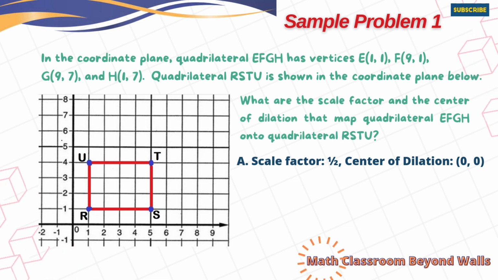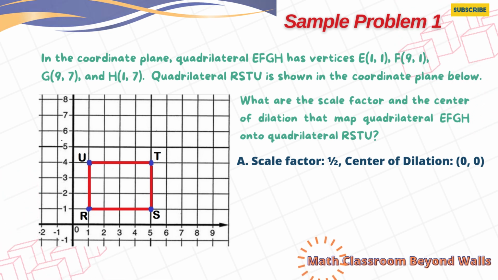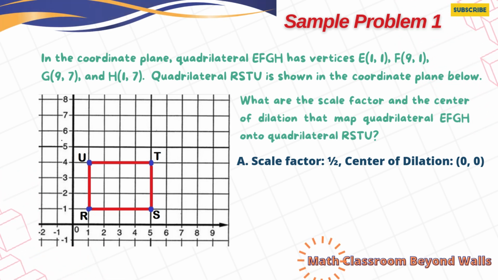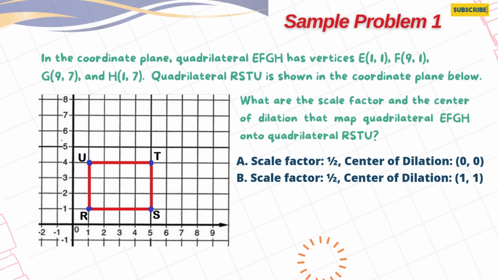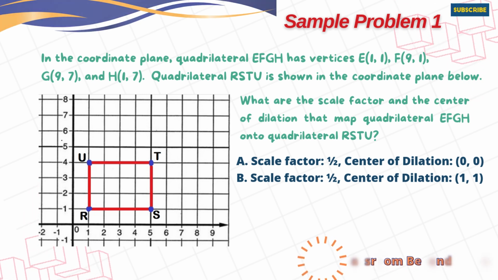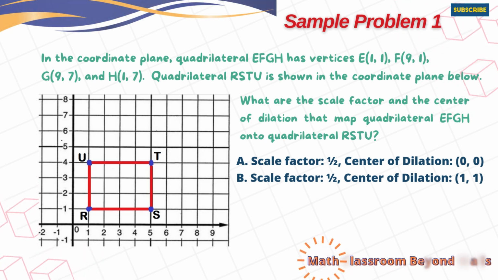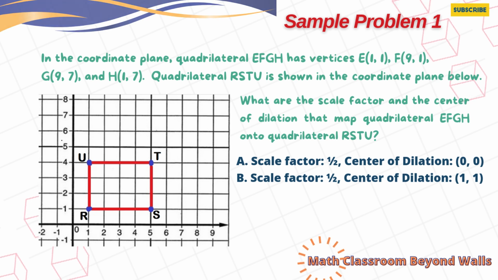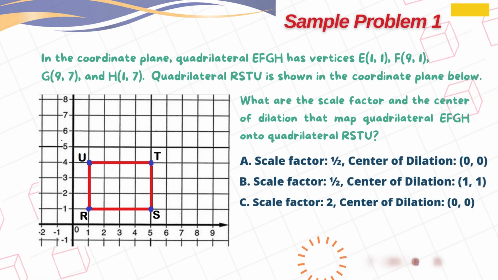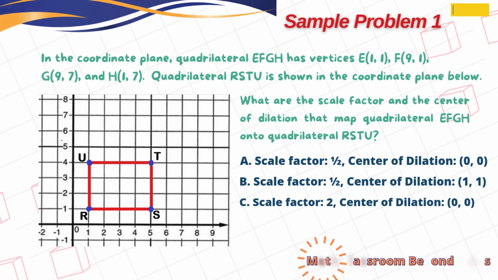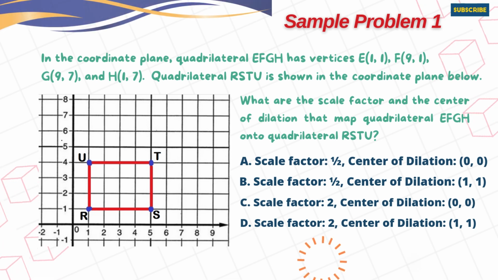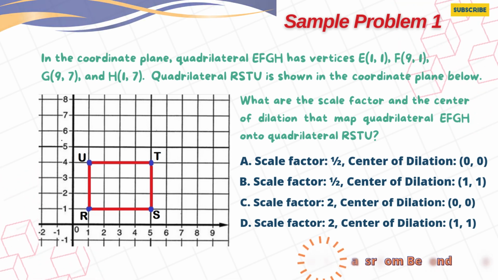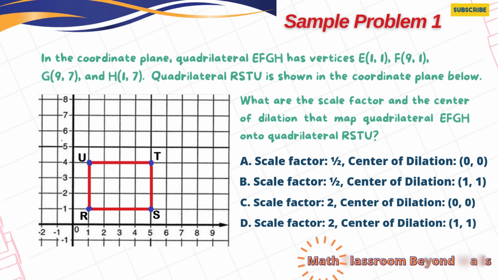Option A, scale factor 1/2, center of dilation (0, 0). Option B, scale factor 1/2, center of dilation (1, 1). Option C, scale factor 2, center of dilation (0, 0). Option D, scale factor 2, center of dilation (1, 1).